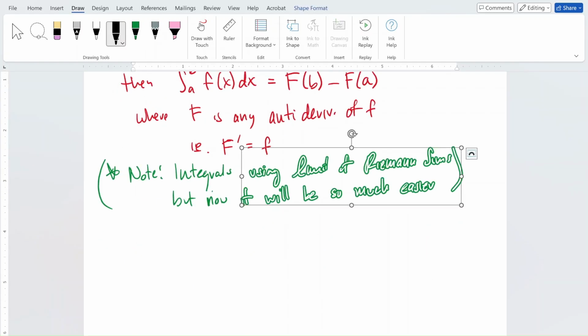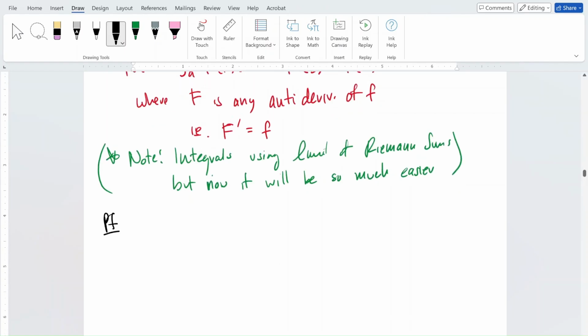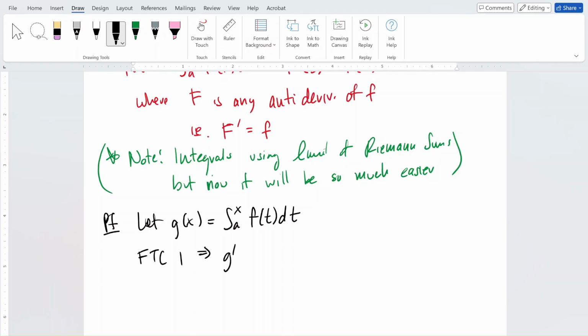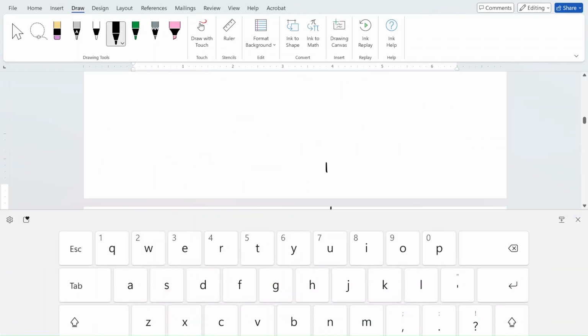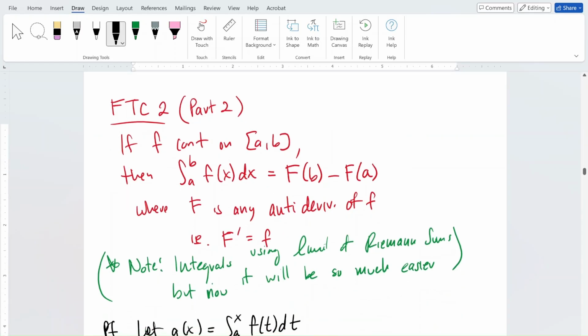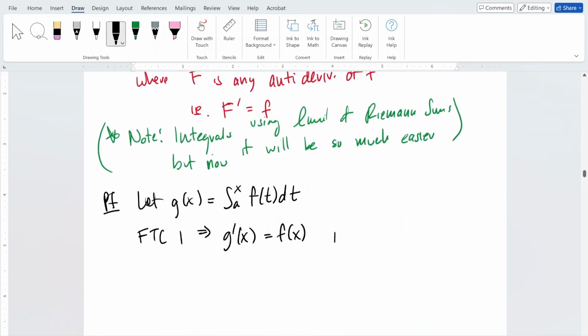Okay, here's a proof. First, let g of x be equal to the integral from a to x of f of t dt, just like we've kind of done before. Well, by the fundamental theorem of calculus part 1 that we've already shown, the derivative of this g will be equal to f of x, right? So we can see that lowercase g is just an antiderivative of f.